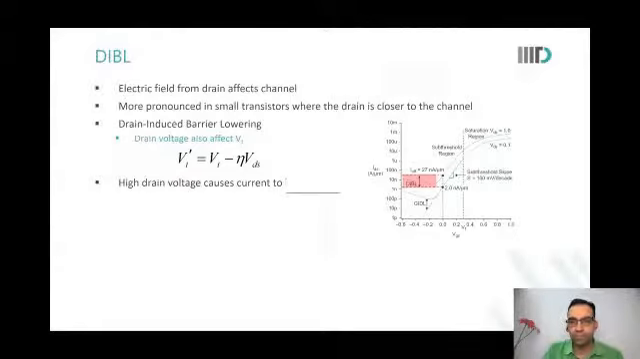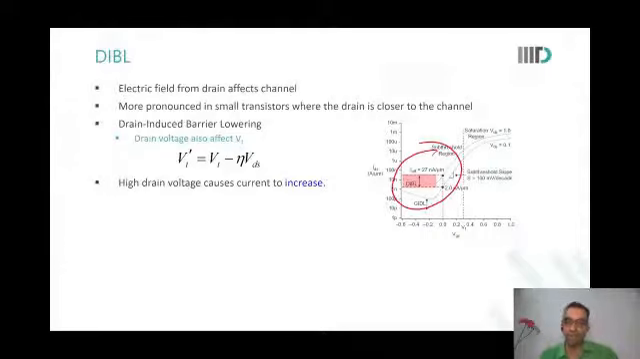So, sir, in short, you're saying that in short channel devices, when there is a change in the voltage on the VD, that changes the depletion at the drain, but that also in effect changes it at the source. So it changes the barrier at the source, and therefore leakage current changes, and that is what is called drain induced barrier lowering. Okay. So high drain voltage causes current to increase, and that is what you are seeing in this red region over here.